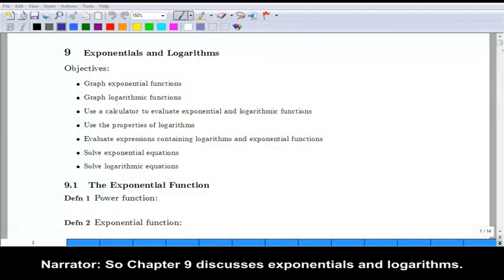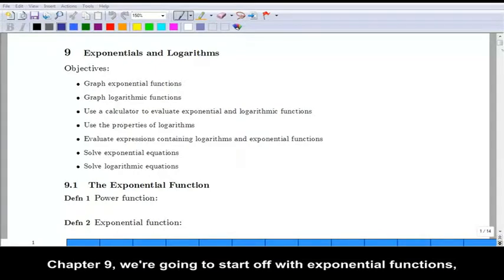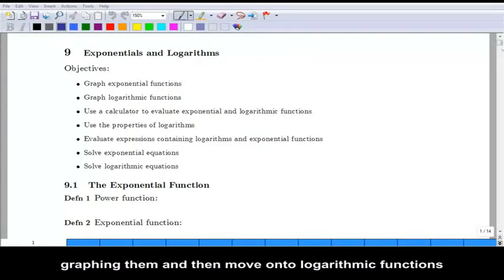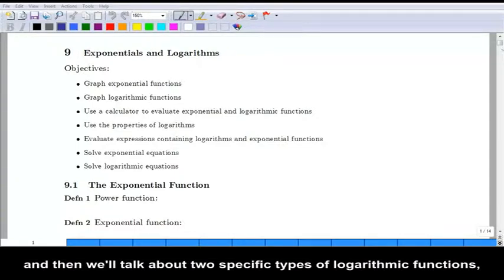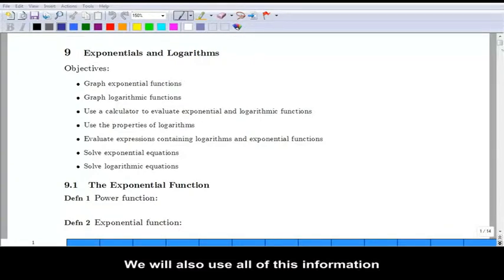So Chapter 9 discusses exponentials and logarithms. This will be the final chapter that we discuss in this course. Chapter 9, we're going to start off with exponential functions, graphing them, and then we'll move on to logarithmic functions, and then we'll talk about two specific types of logarithmic functions, namely the natural logarithm and the common logarithm. We will also use all of this information to solve applications of these types of problems.